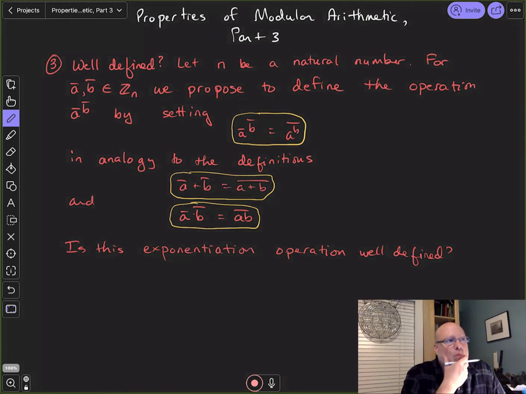So well-defined. What we're asking here is, let n be a natural number. For any a and b in Z sub n, we're going to propose to define an operation of a bar raised to the b bar by setting a bar to the b bar equal to raising a to the b power and then taking the bar of that, or finding the congruent value of that, whatever mod we happen to be working in.